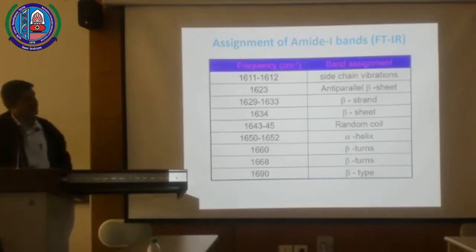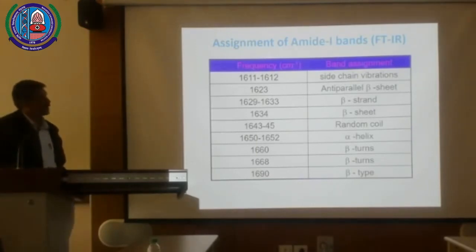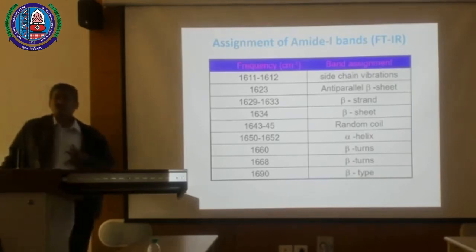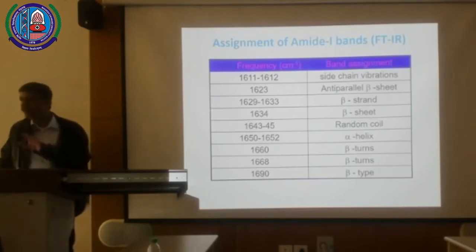So you can refer to the frequency here. This is the assignment of bands: beta sheet and beta strand, alpha helix is here, turns and type. Suppose you have any protein you are interested to characterize. You will be looking at the signature spectra, whether it's amide 1, amide 2, or amide 3.